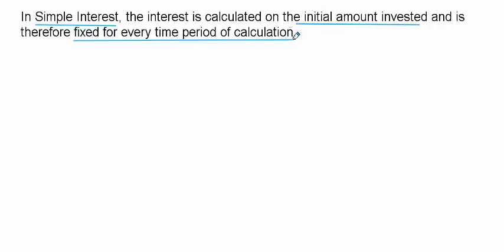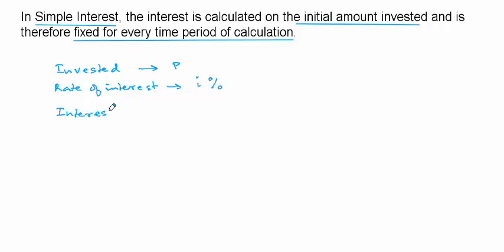Let's say the amount invested is P and the annual rate of interest is I%. Now the interest, the actual amount of the interest earned in 1 year is equal to I% of P.